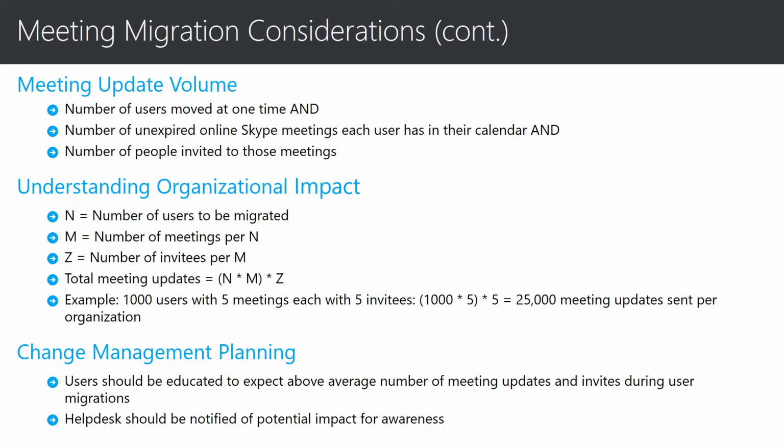We want to make sure that the project team is aware of the potential volume of meeting updates that MMS can generate during a migration event. Using the formula where N equals the number of users to be migrated, M equals the number of meetings per user, and Z equals the number of invitees per M, we can extrapolate that migrating 1,000 users will result in approximately 25,000 meeting updates being sent per organization. An important note here is that these meeting updates will not count against your organization's daily Exchange send limits.